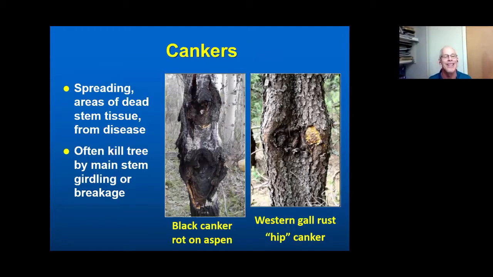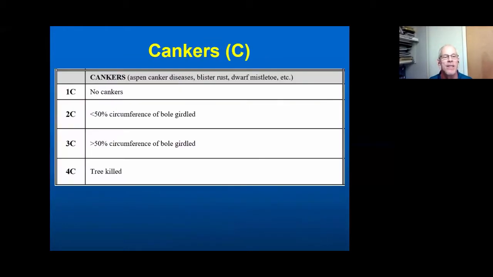But they're also a significant source of defect, and they're also a source of a wound. Decay organisms can invade right in on top of canker diseases. The canker split up here is actually pretty simple. If the tree is killed by the canker disease, we're going to call it a 4. We're not going to make it a 3 until over 50% of the stem is girdled.